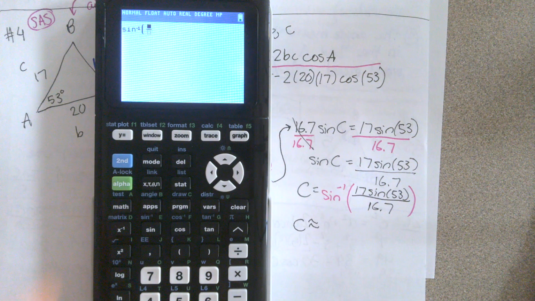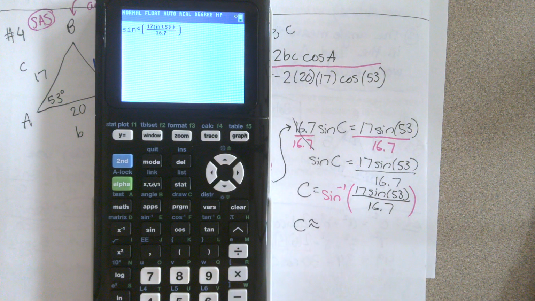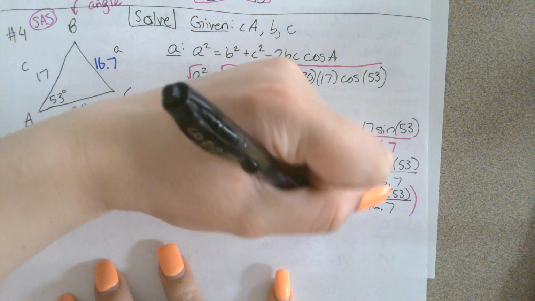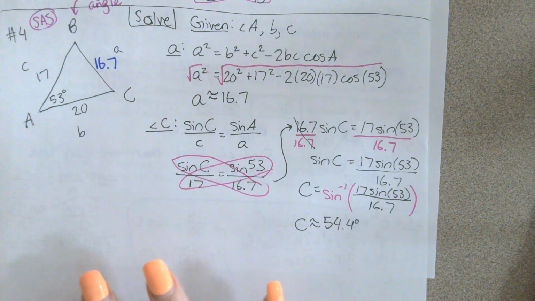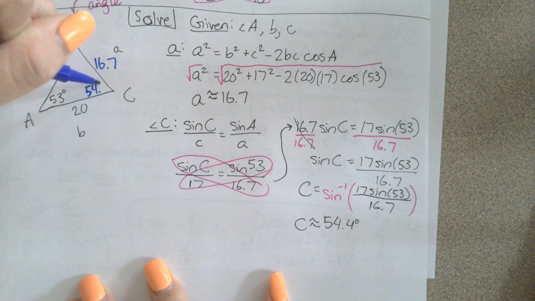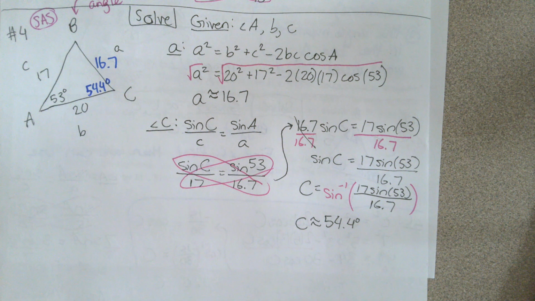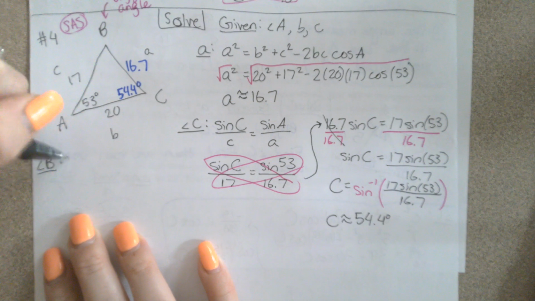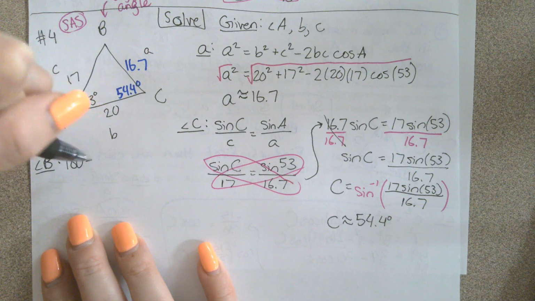Inverse sine, 17 sine of 53 over 16.7. 54.4 degrees. So that's angle C for us. And then luckily for us, angle B will take no time at all to find. We just subtract the two angles from 180.